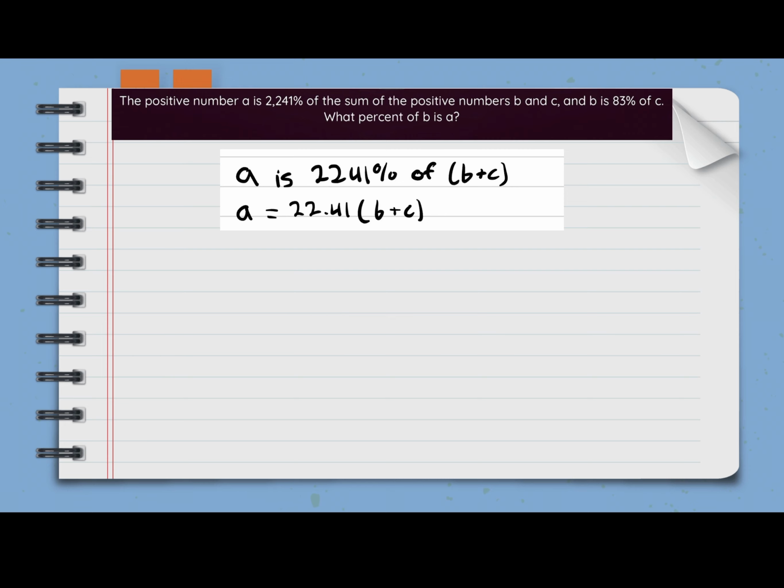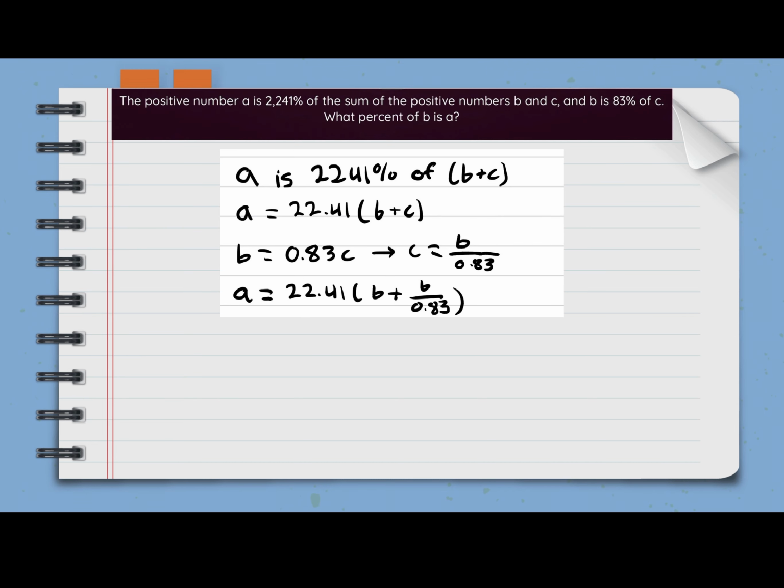We can do A equals, we can convert that 2,241% to 22.41 times B plus C. And we also know that B equals 0.83C. And we can do that by multiplying that 0.83 times C, which equals B. And we can actually convert this to C instead. And this way we can just plug in and have B. So when we do that, we can do 22.41 times B plus B over 0.83.